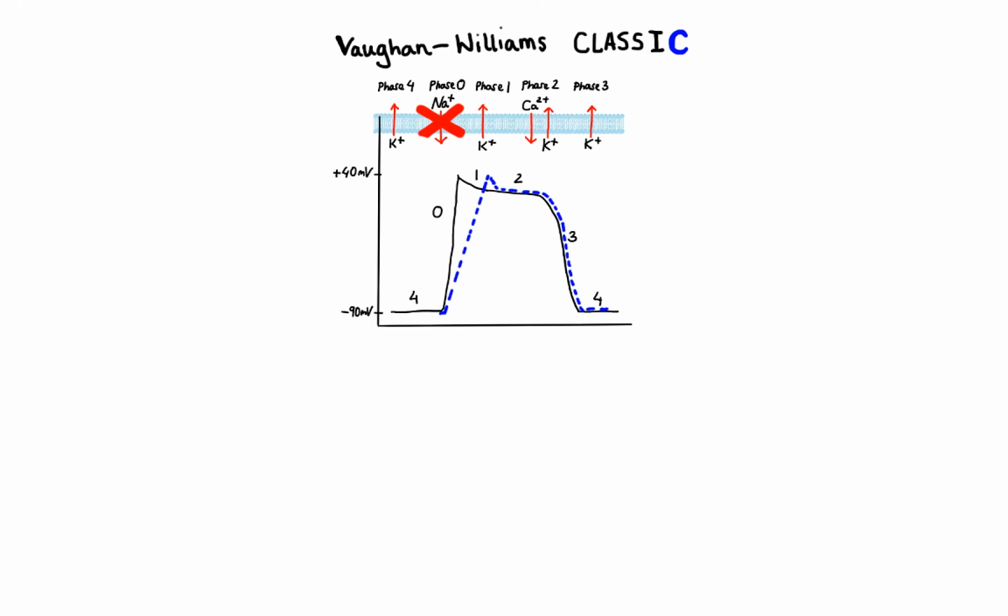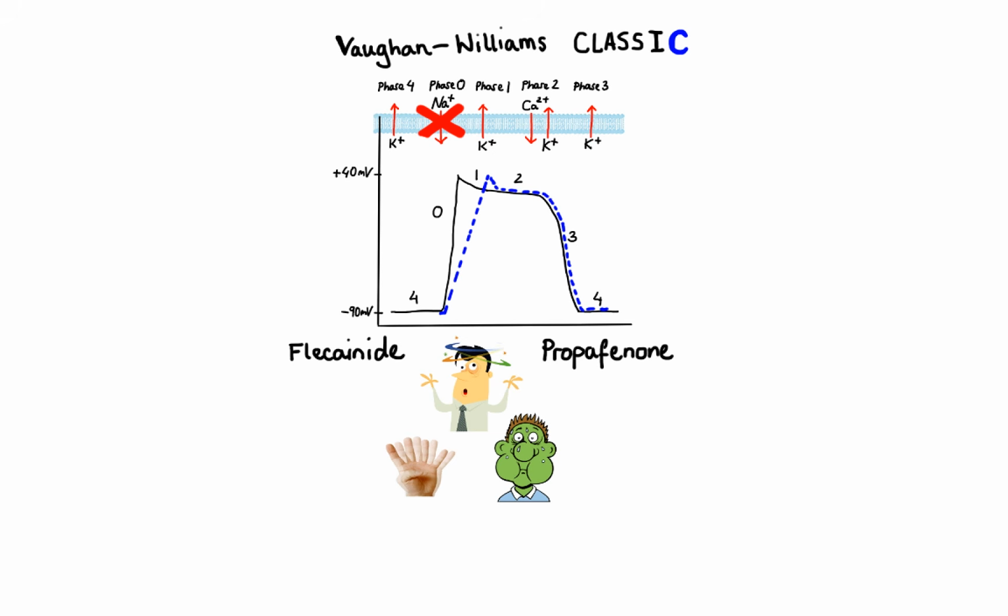The agents in this class include flecainide and propafenone, which are mainly used in the treatment of refractory ventricular arrhythmias. When it comes to adverse effects, the most common ones include dizziness, blurred vision, and nausea.